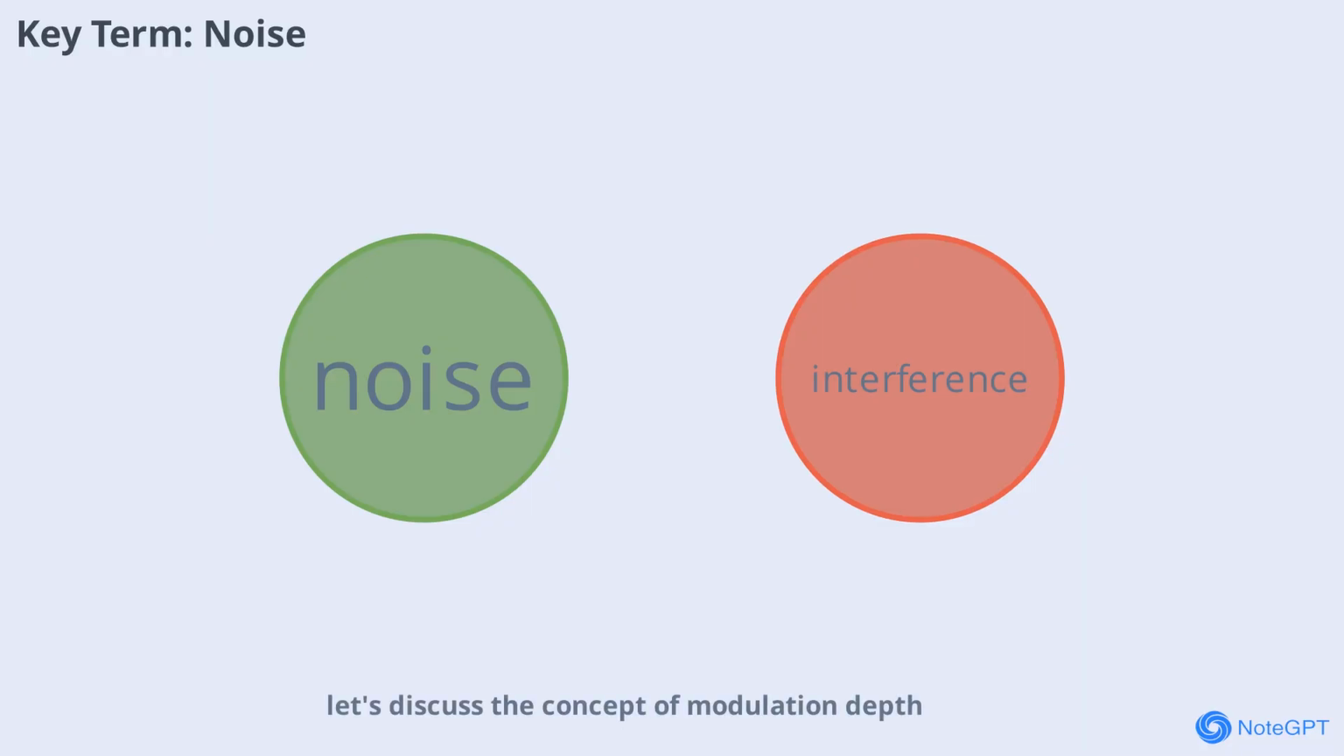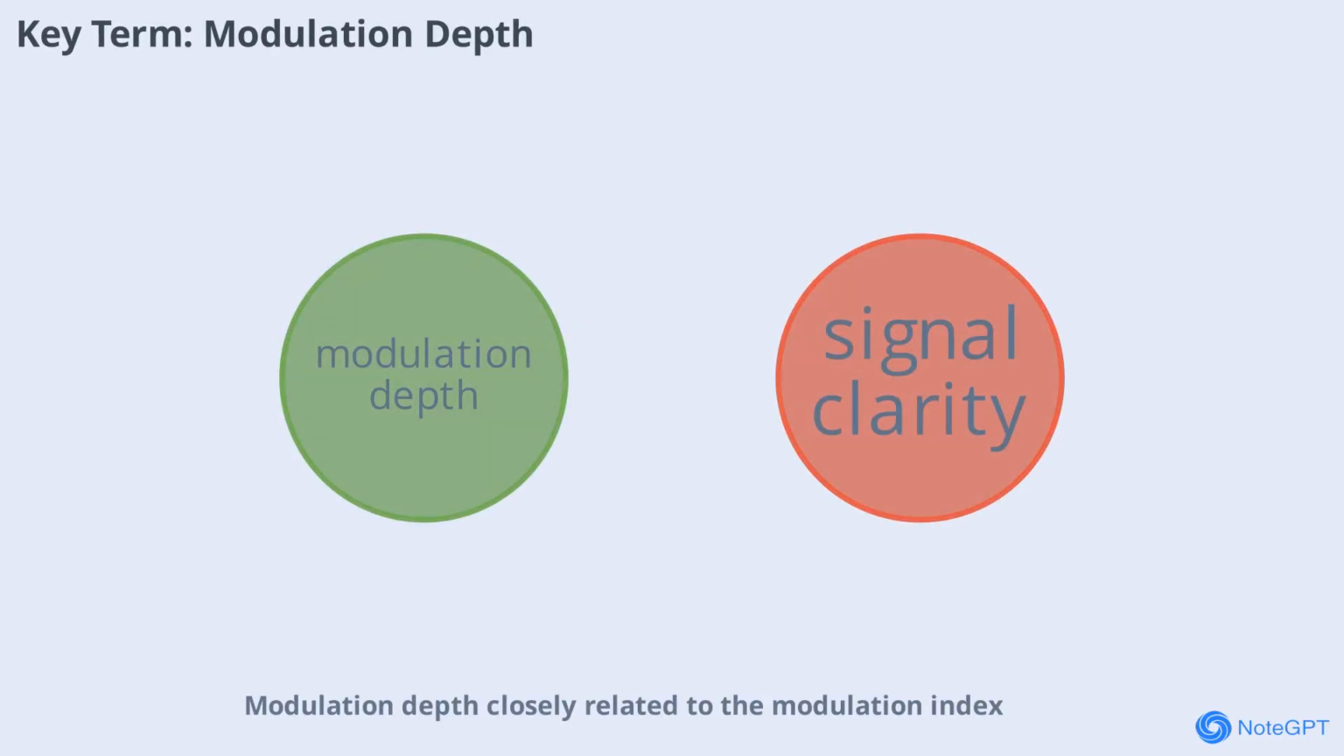Next, let's discuss the concept of modulation depth. Modulation depth, closely related to the modulation index, describes how much the carrier amplitude varies in response to the message signal. Proper modulation depth ensures clear transmission without distortion. Too much depth can cause overmodulation and distortion, while too little results in a weak signal. Balancing modulation depth is essential for high-quality AM transmission.